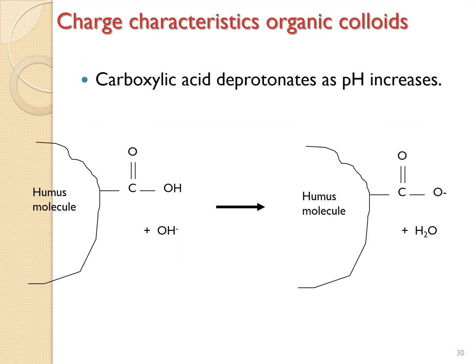So here we can see an example of carboxylic acid deprotonating as the pH increases and creating a negative charge site on the humus molecule.